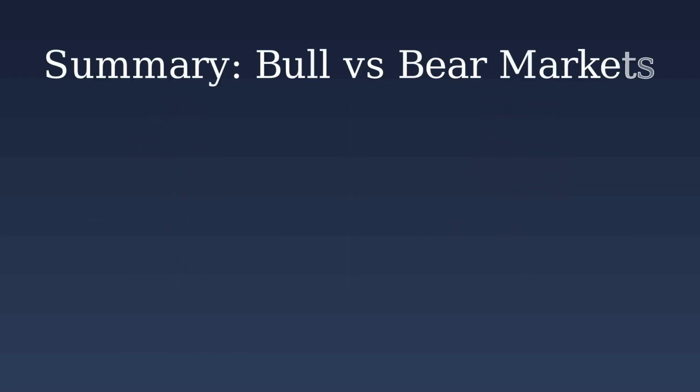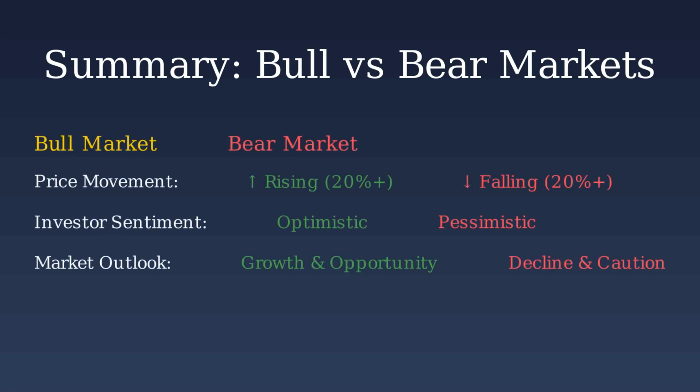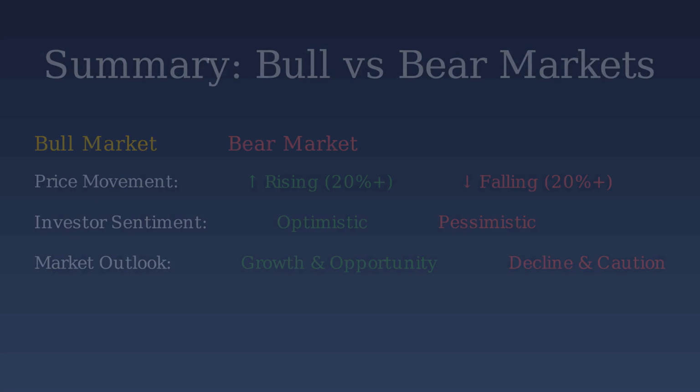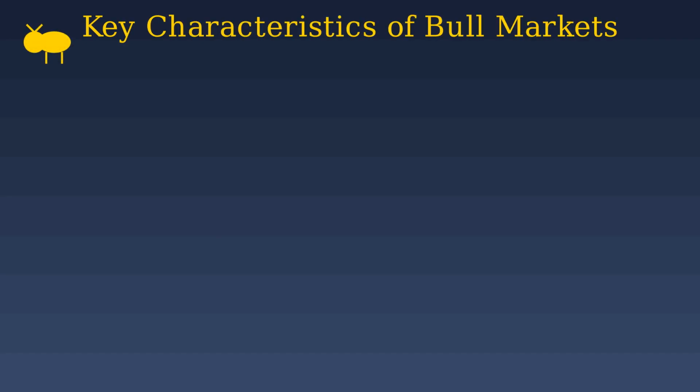To summarize, bull and bear markets represent opposing market conditions with distinct characteristics. Understanding these market conditions is fundamental to making informed investment decisions. Let's examine the key characteristics of bull markets.